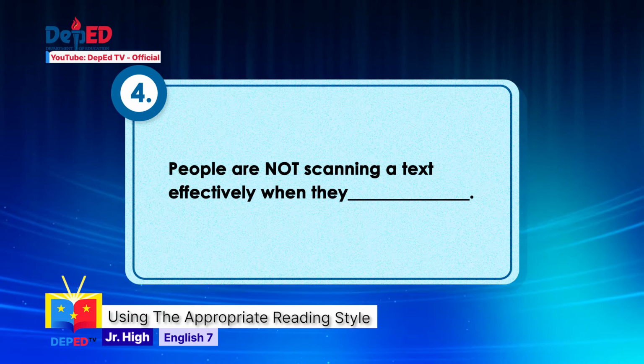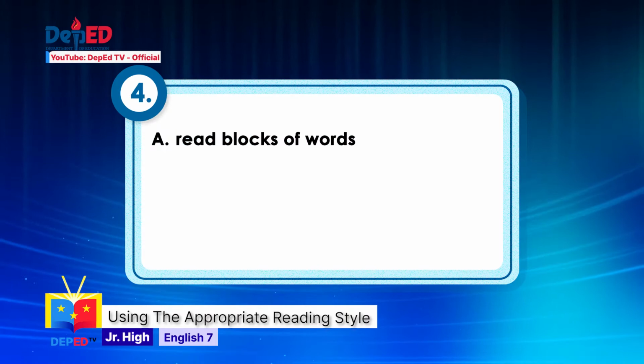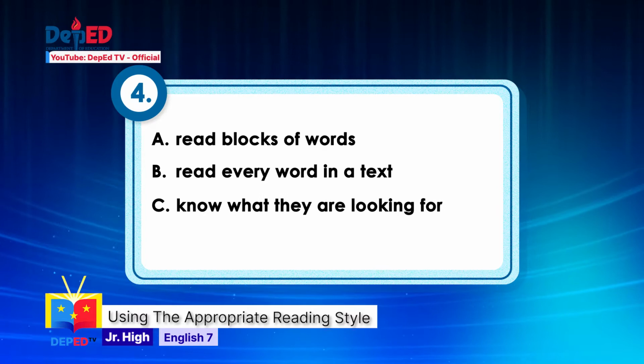Number 4. People are not scanning a text effectively when they blank. A. Read blocks of words. B. Read every word in a text. Letter C. Know what they are looking for. Or letter D. Look for content words or visual clues.